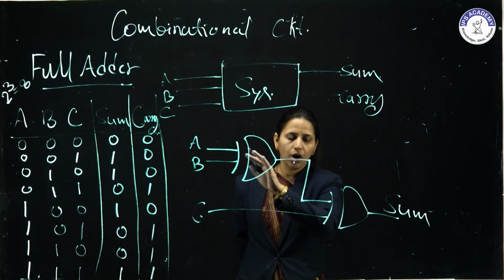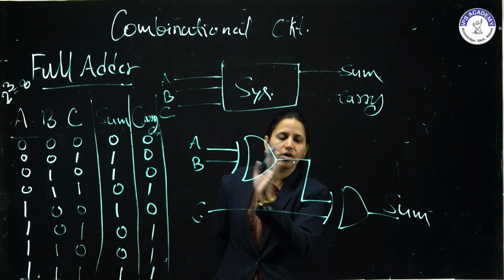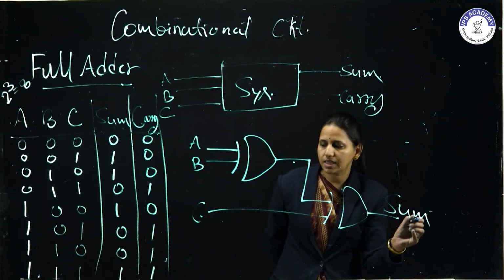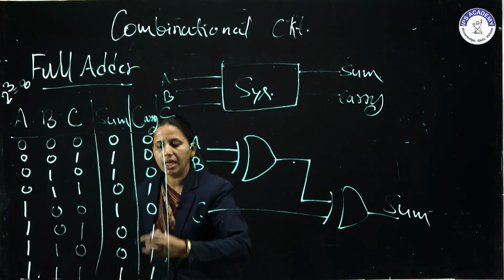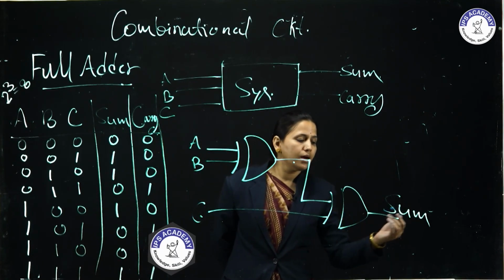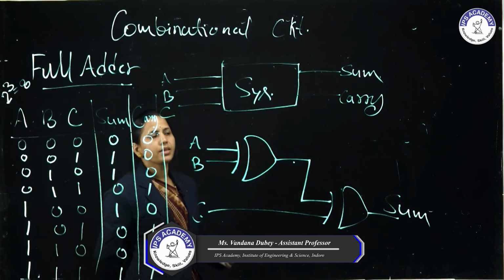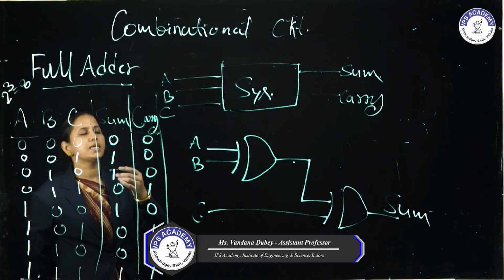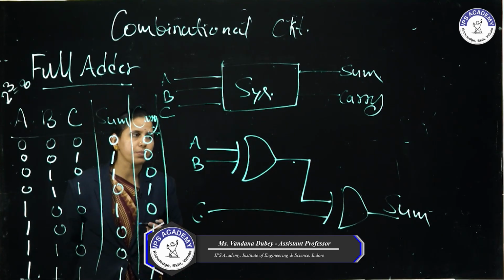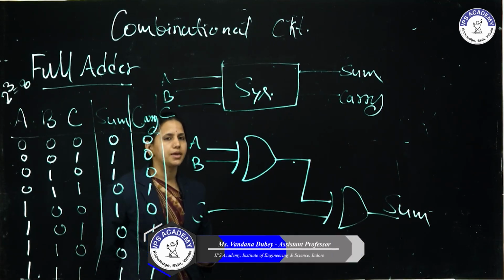This combination of two exclusive OR gates will give us the sum, and the combination of three AND gates will give the result of the carry. On the same basis we can design the half subtractor and full subtractor. Thank you.